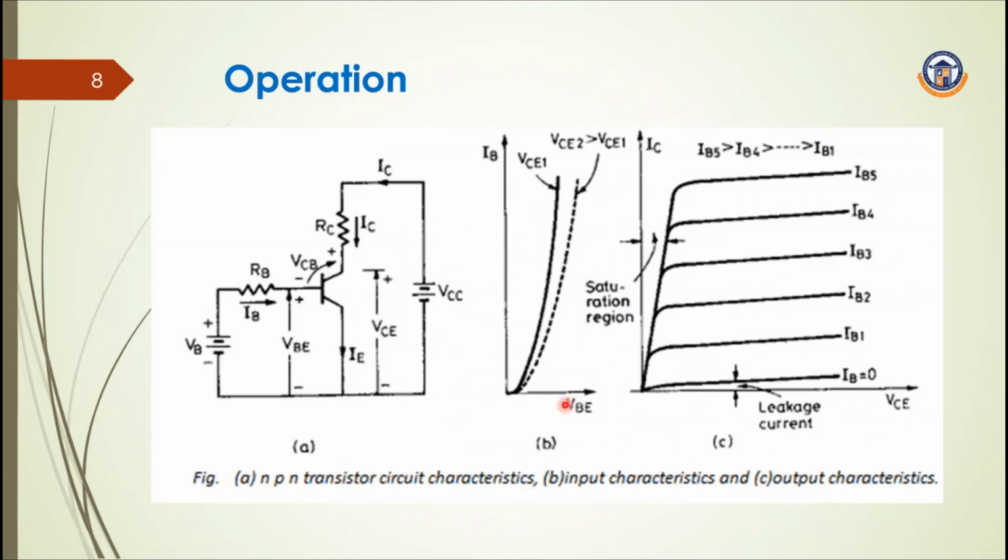There are two characteristics observed while biasing is given to a transistor. You can see input characteristics and output characteristics. Based on the variation of the base current, you can have the operation in cutoff, active, and saturation. So for amplification, we should operate this transistor in the active region.